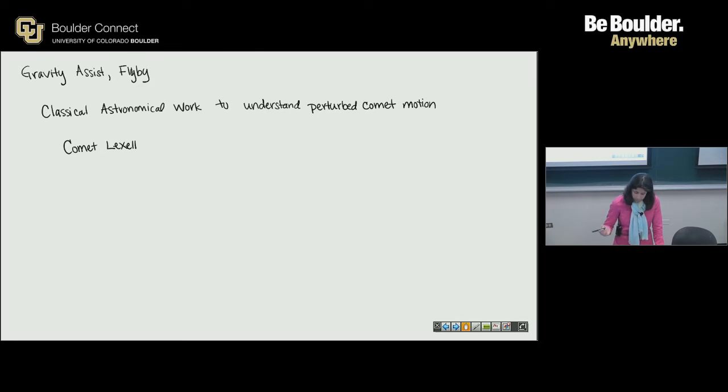And what they basically found out is that it passed near Jupiter, and its orbit was just radically altered. So for the rest of this, I'm going to be using that symbol for Jupiter.